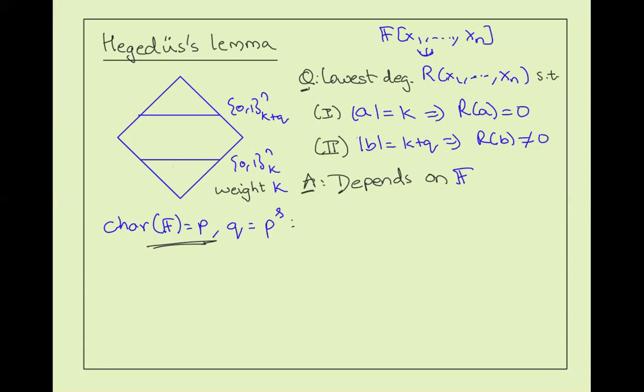Okay, and so I'm going to describe that construction for you now. It's not directly relevant for what we're going to do, but it's still good to see it. So how do I come up with a polynomial that vanishes at all points of weight k, but does not vanish at any point of weight k plus q?